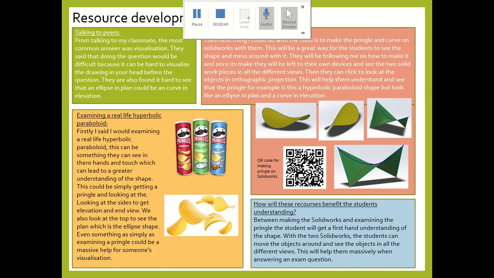So basically, just examine the Pringle and look at it in all the different views, in plan and elevation. Another resource that I have is that we make a Pringle in SolidWorks. You can see there's a QR code. On the QR code, we make a common Pringle, and then the students can mess around with SolidWorks and understand the shape an awful lot better. Then there's another task, another hyperbolic paraboloid, that they can make in SolidWorks. The two of them take about 5 minutes to make in SolidWorks. Very easy, and it will help them understand the shape and help with their visualization.